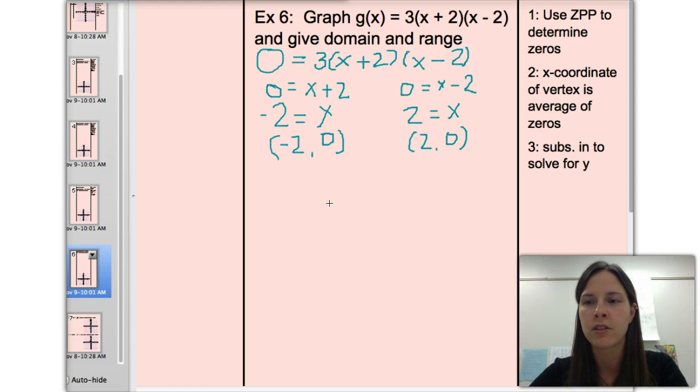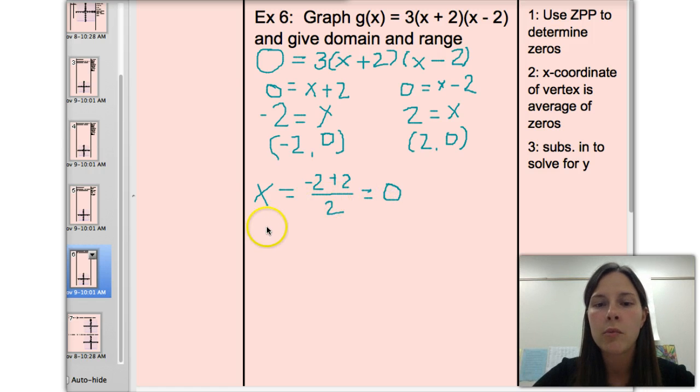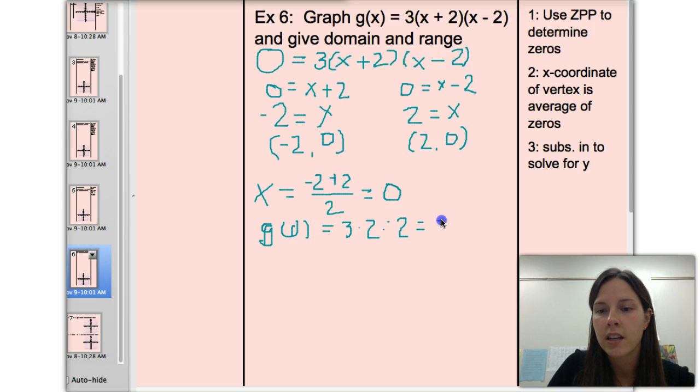All right, so I got those set up as ordered pairs for us. Next is to find the x-coordinate of the vertex. So again, we're going to average our actual x-intercepts. So we're going to take -2 plus 2 all over 2, which is going to give us 0 divided by 2, or 0. So our vertex will be at x equals 0, and then we're going to substitute that into our g function to solve for y. So we get 3 times 2 times -2, which will give us a y value of -12.